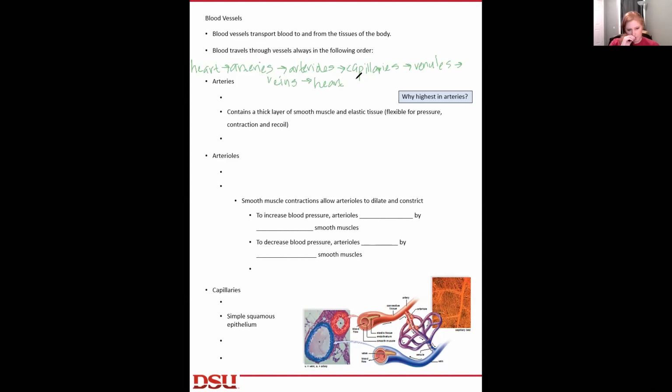So, actually, I'm going to talk about this system and how you can kind of remember it in a minute if you're struggling to keep it in order. But let's go ahead for now. Let's talk about the arteries. So the arteries are going to transport blood away from the heart, right? They get it from the heart and they're going to send it out to the rest of the body.